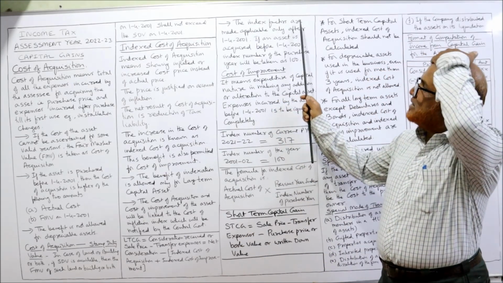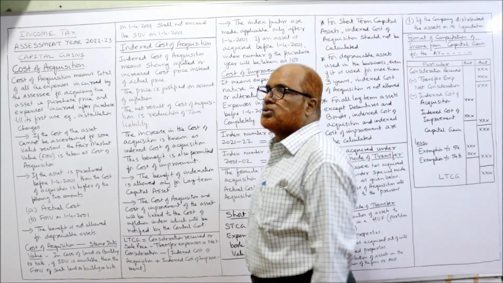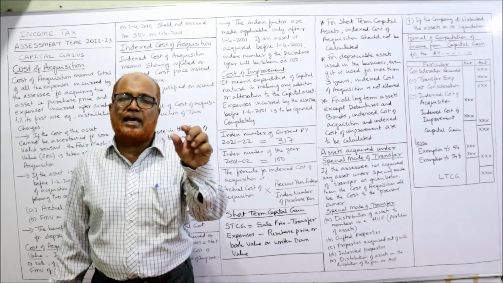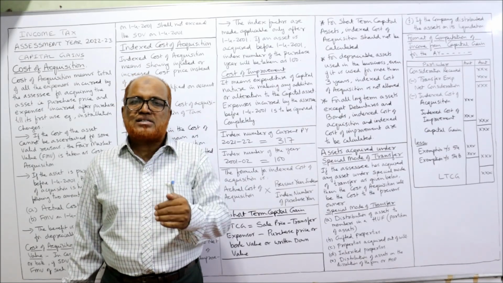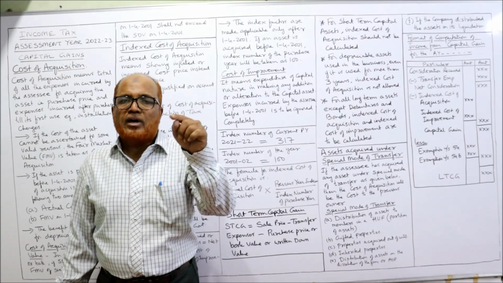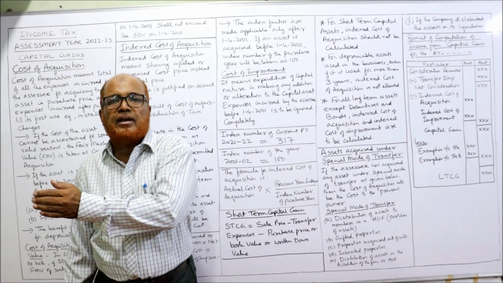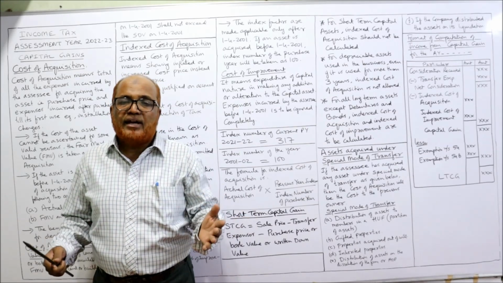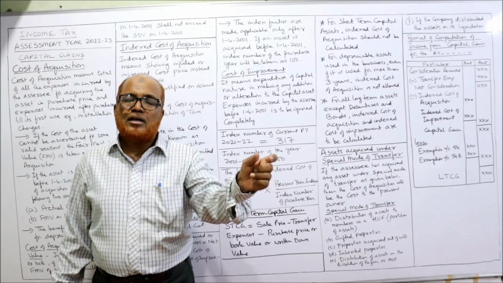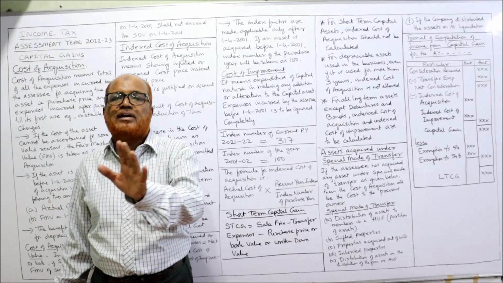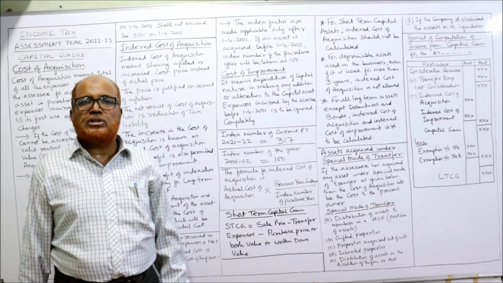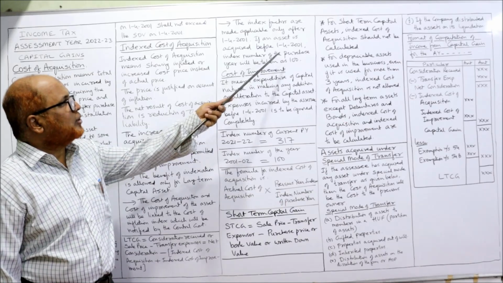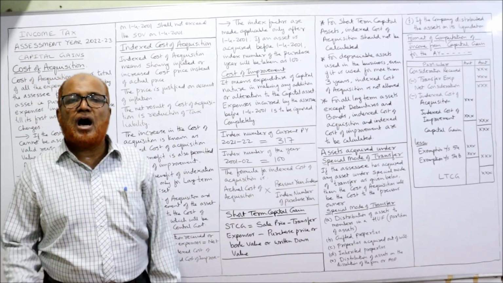That's it. Now the index factors are made applicable only from 1/4/2001. See here. These index numbers are notified by the government only from 1st April 2001. So before 1st April 2001, we don't have any index numbers. So if an asset is purchased before 1/4/2001, we have to take the index number of the purchase year as 100, because we have the index number only from 1st April 2001. After 1/4/2001, every year index numbers are specified by the government.